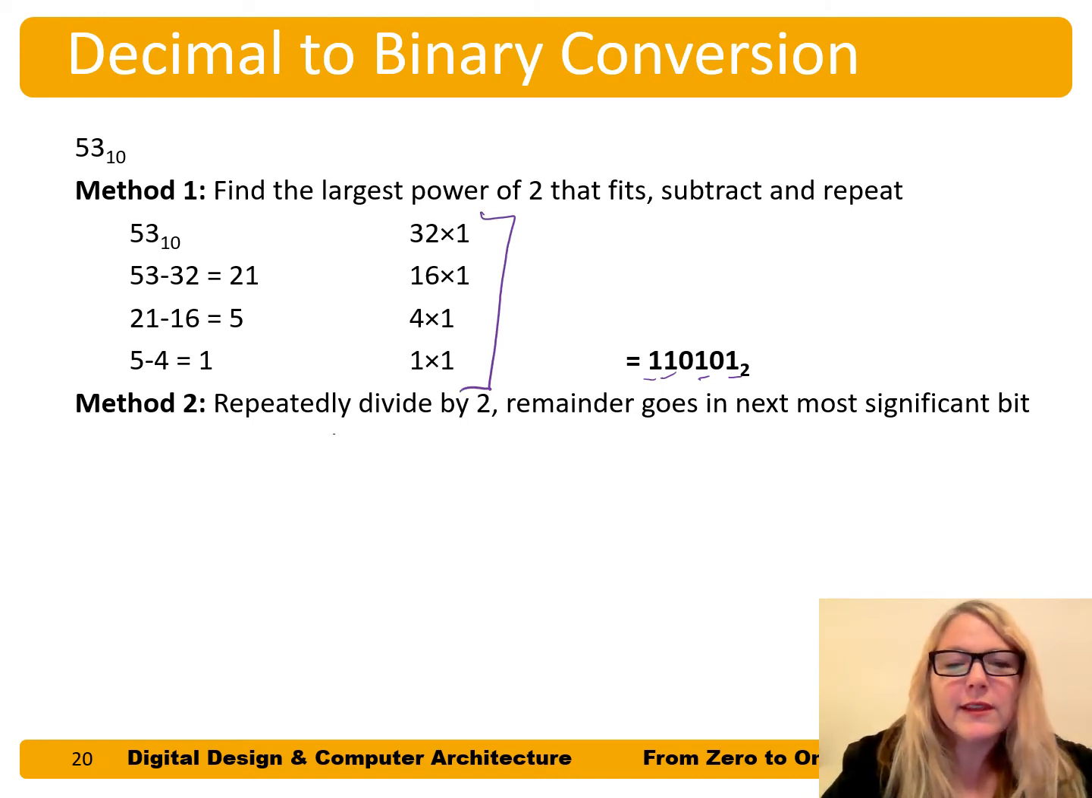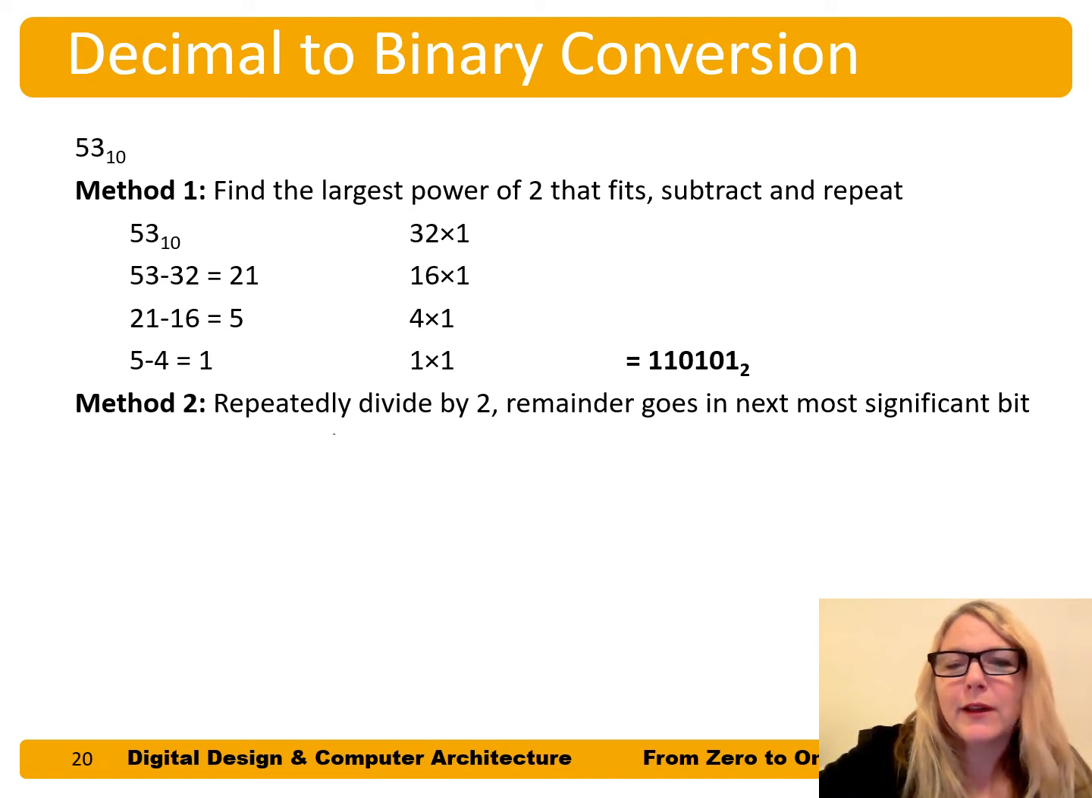Okay, so now let's show the second method, which is repeatedly divide by 2. So let's start with decimal numbers because we're all used to those. So let's suppose we have some other number, 486 or something, and this is base 10. If we divide by the base, in this case base 10, we get 48 remainder 6. And this remainder, 6, goes into the least significant digit. And then we keep going.